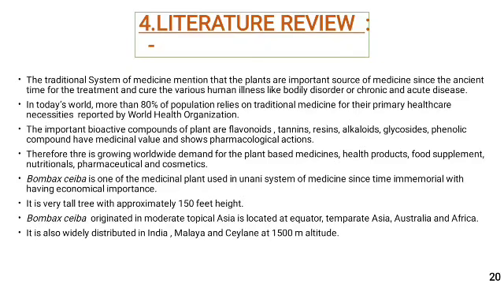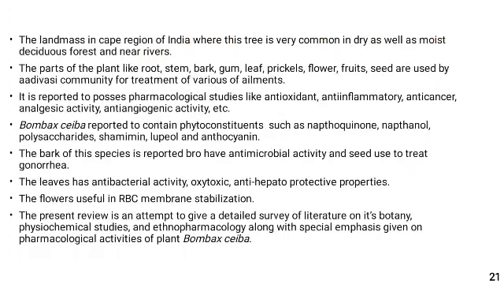Bombax originated in moderate tropical Asia. It is located at the equator, temperate Asia, Australia, Africa. It is also widely distributed in India, Malaya, and found up to 1500 meter altitude. In the landmass of India, the tree is very common in dry as well as moist deciduous forest and near rivers.